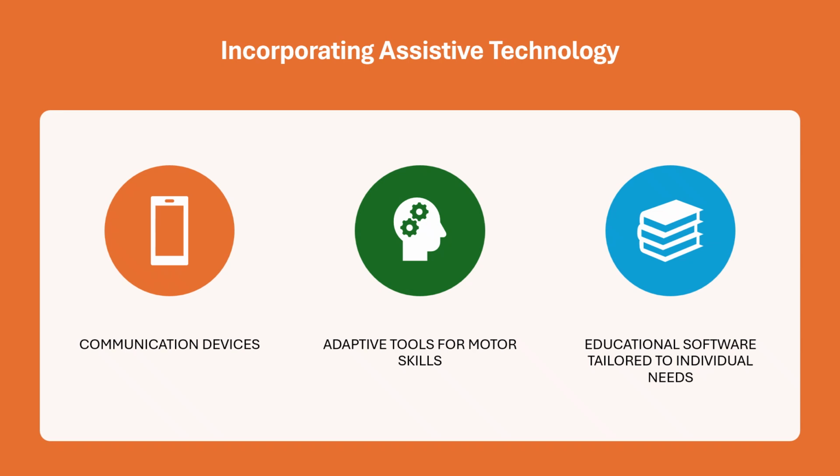So if a child has a communication device and can communicate their needs or wants, then we increase their engagement and their participation, and we reduce their frustration. Of course, selecting tools based on the child's strengths maximizes success.